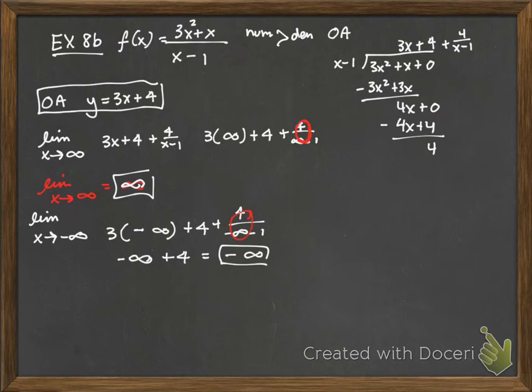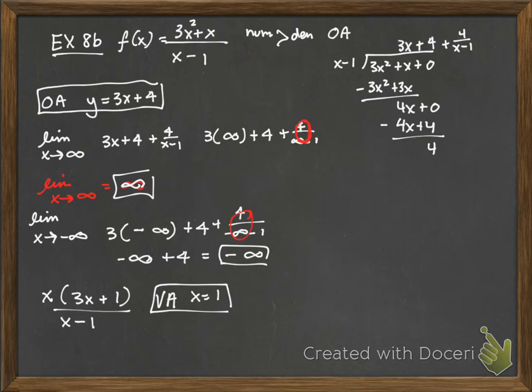The only thing left that I have to do now is see if I have a vertical asymptote or a hole. So if I factor out the numerator, I get x times 3x plus 1, over x minus 1. So nothing crosses out, so I know I do not have a hole. But in the denominator, I see I have x minus 1. So therefore, my vertical asymptote is x equals 1.